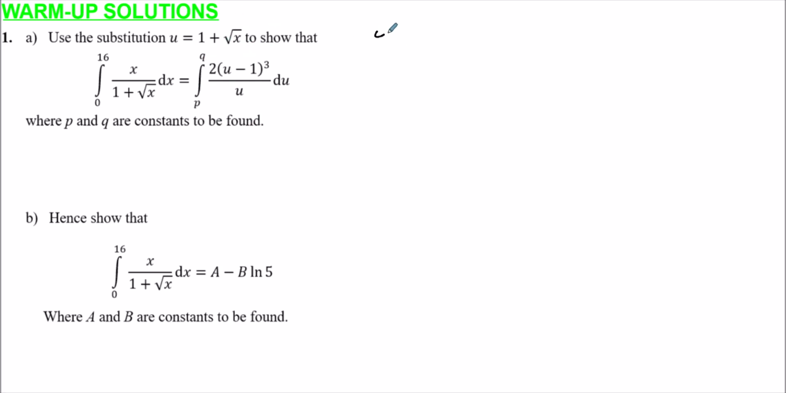We're told that u equals 1 plus root x. The first thing we need to do is to find du by dx. So if we differentiate u with respect to x, the 1 disappears. That's x to the power of a half. So the half comes to the front, the power of x goes down by 1, so we get half x to the minus half.